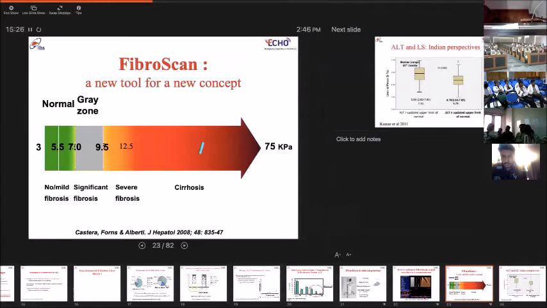The normal is usually 3 to 5.5, which is no to mild fibrosis. Up to 7, it is usually mild fibrosis. Beyond 7, it is significant fibrosis, usually F2 and beyond. 7 to 9 is significant fibrosis, and beyond usually 13, it is severe fibrosis. And in some diseases beyond 17, it is usually classified as cirrhosis.